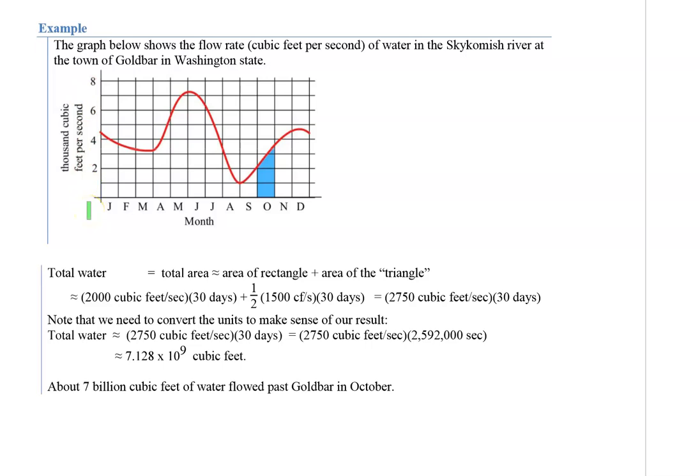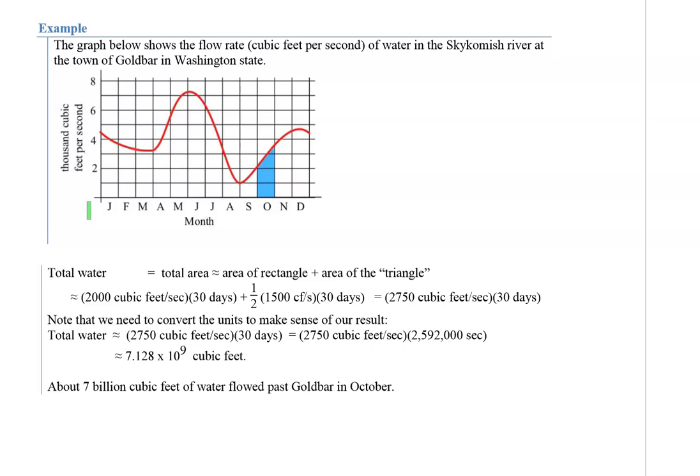And so if we wanted to figure out what this area was representing, this area of the shaded region represents the total volume, or cubic feet, of water flowing past the town during the month of October. And we can approximate this area to approximate the total water by thinking of the shaded region as a rectangle with a triangle on top.